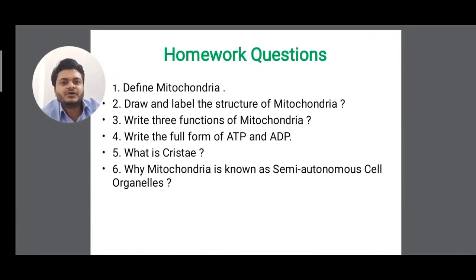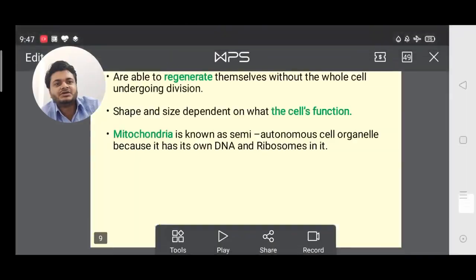These are your homework. Define mitochondria, draw and label the structure of mitochondria, write three functions of mitochondria, write the full forms of ATP and ADP. ADP is adenosine diphosphate. What is cristae? Why is mitochondria known as a semi-autonomous cell organelle? All the answers are given in my video lectures. Follow them and you'll get it.